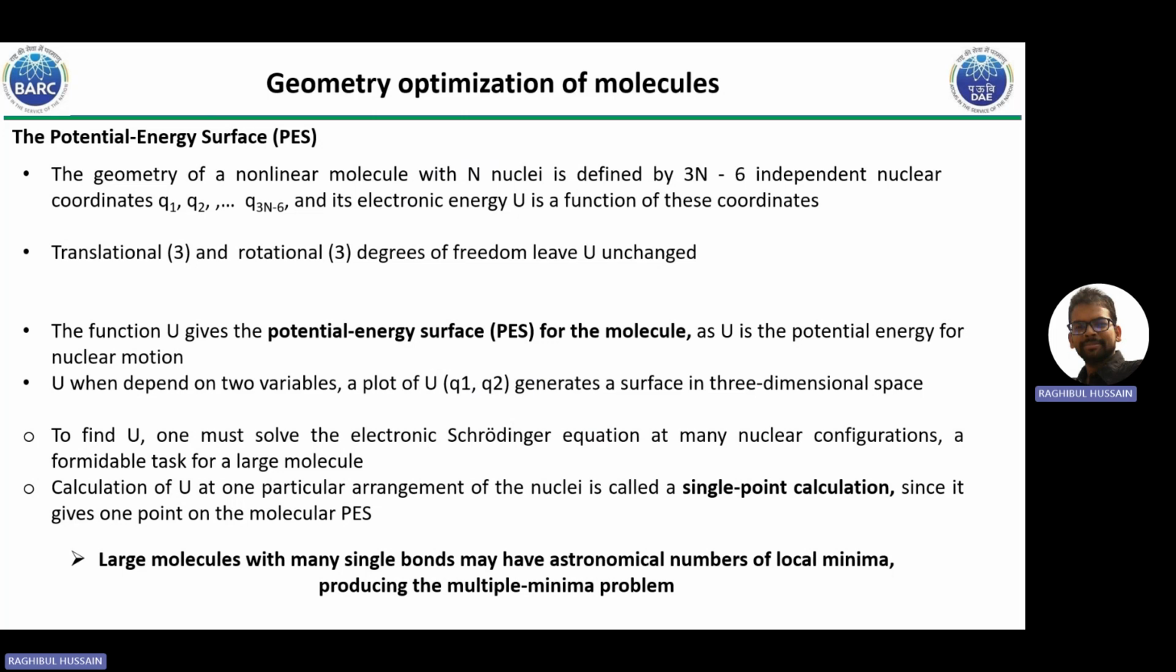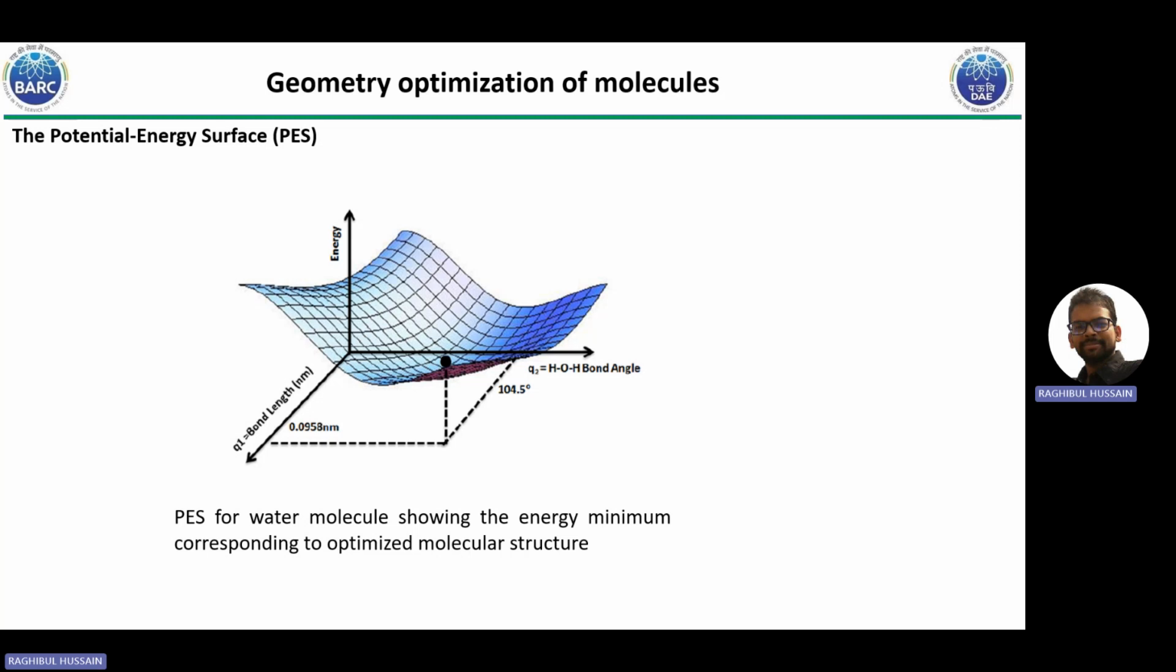Now, if you want to draw a potential surface, you have to have a minimum of 2 coordinates. Is it or not? Suppose I am here, I cannot define my position by only one coordinate. Minimum 2 I have to use, then only I can draw a potential surface. I will show how I have drawn it for a water molecule.